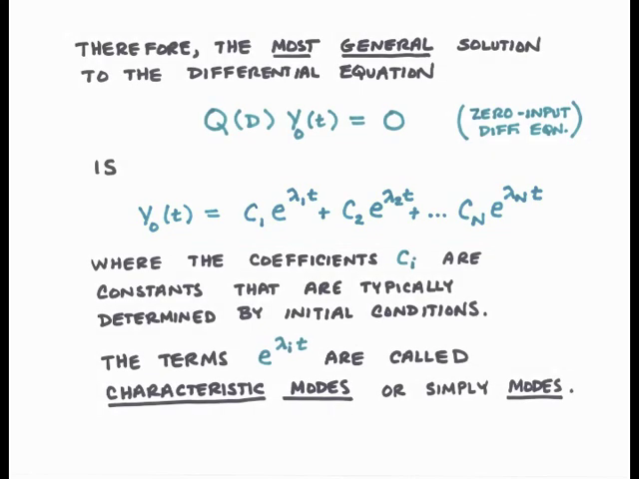Now these coefficients are determined by the initial conditions of the problem we're solving. The terms e^(λi t) are called the characteristic modes, or simply the modes of the system. In this course, we'll often be talking about the modes, so you should know what they are. The modes are the general forms of behavior the system can display when the input is 0.